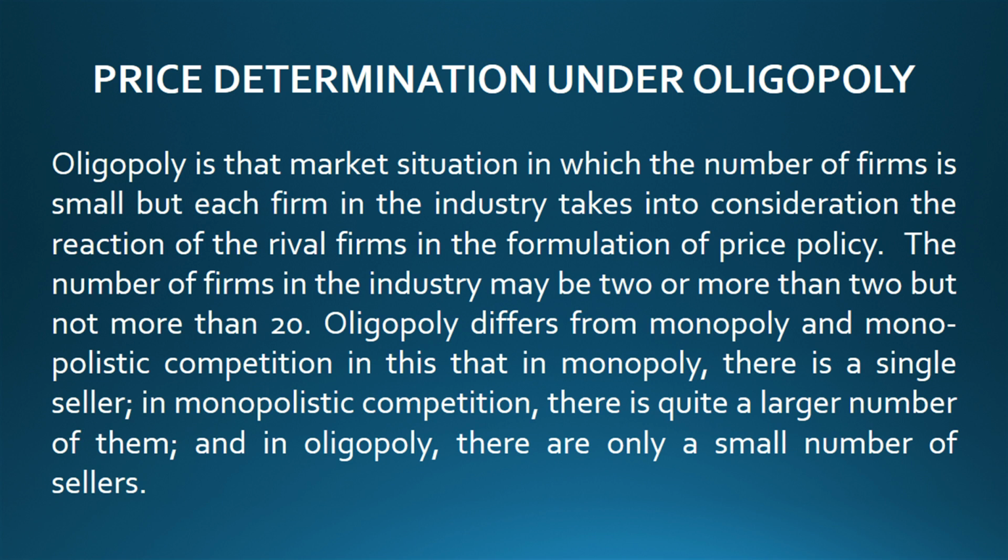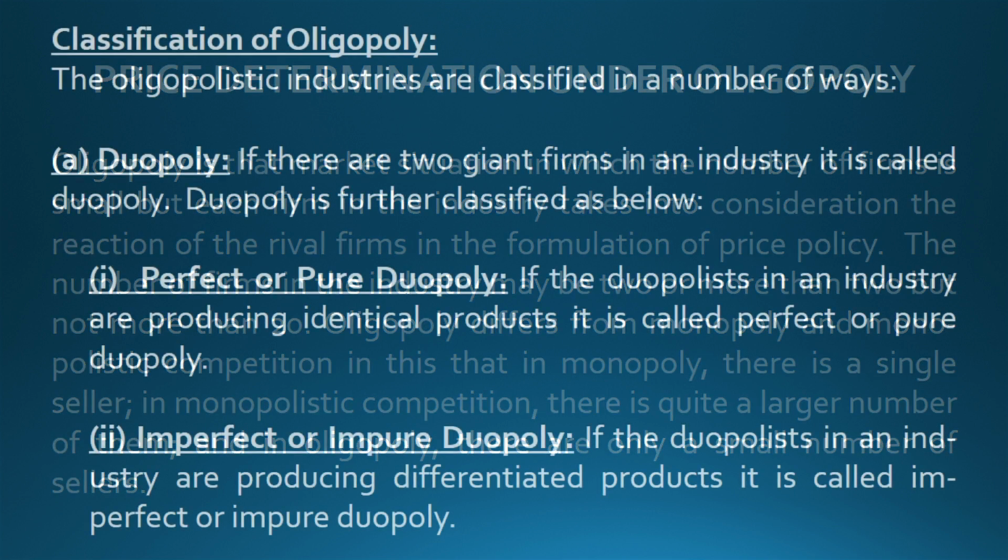Oligopoly differs from monopoly and monopolistic competition in this, that in monopoly, there is a single seller. In monopolistic competition, there is quite a larger number of them. And in oligopoly, there are only a small number of sellers.